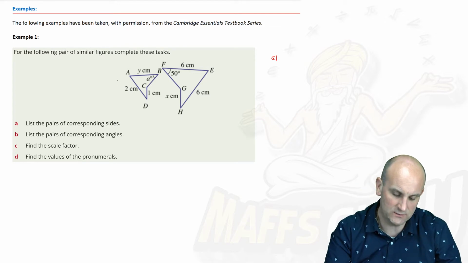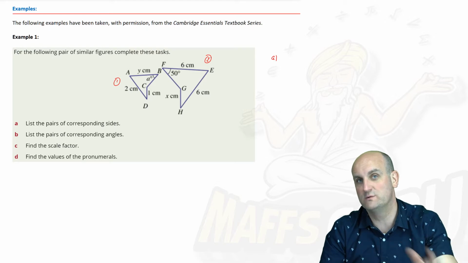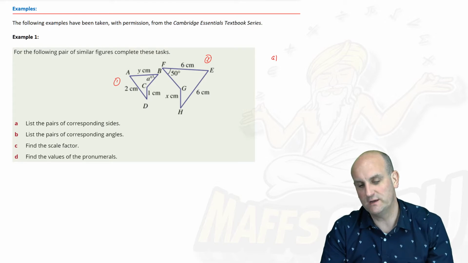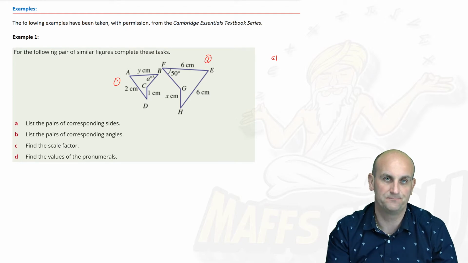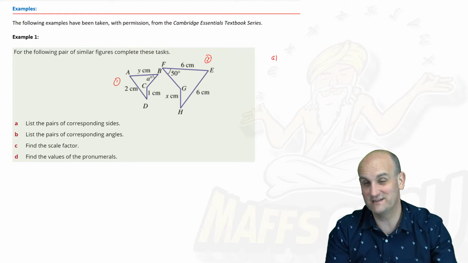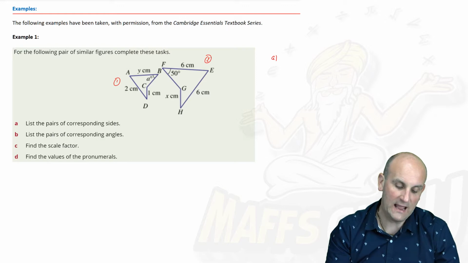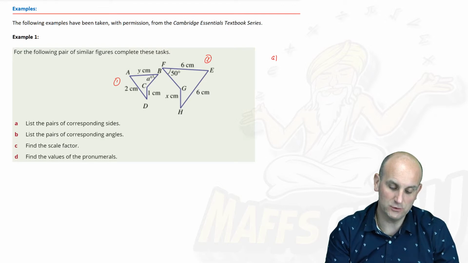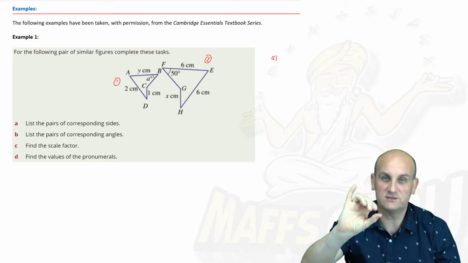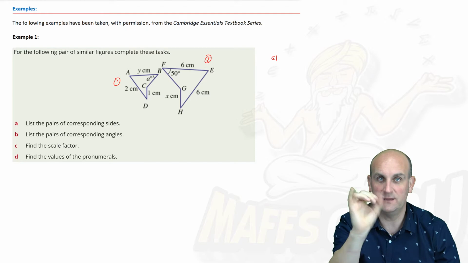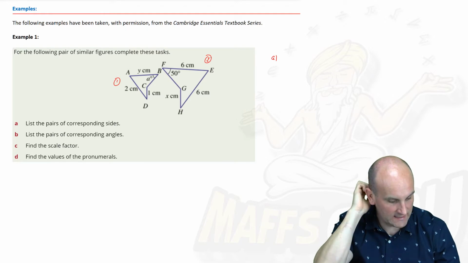So the first thing I need to do is look at shape number 1 and shape number 2. Now, which one's the original and which one's the image? For this particular question, we will assume the original is the one with the A, B, C, and D, just because the letters are actually earlier in the alphabet. And how have they gone from shape 1 to shape 2? How have they done this? Well, it would appear they've actually flipped the shape that way. All right, so we now know that.